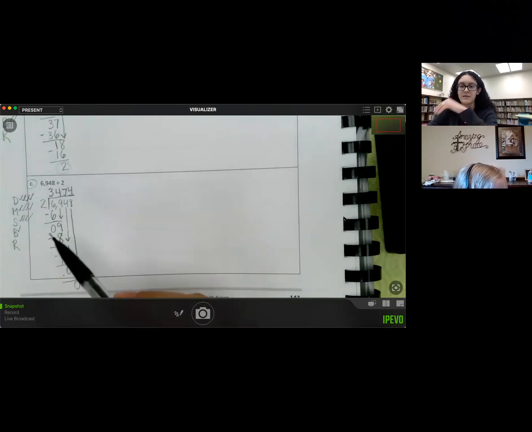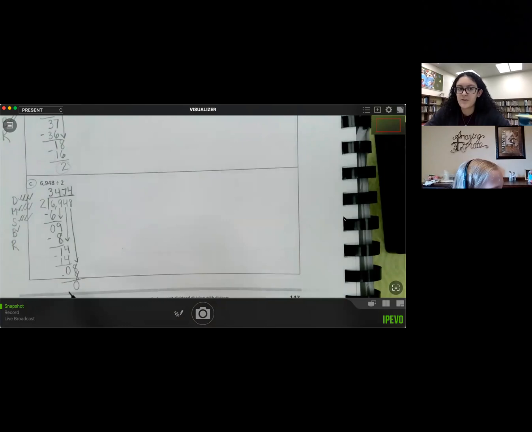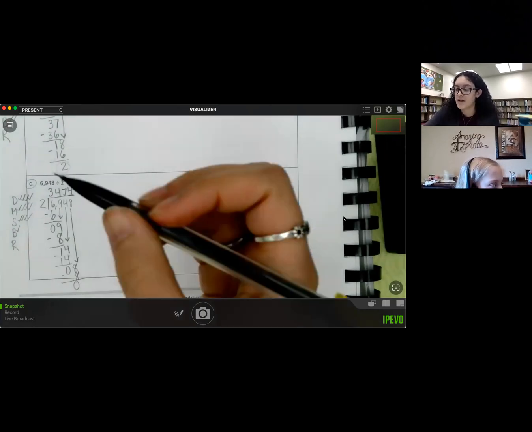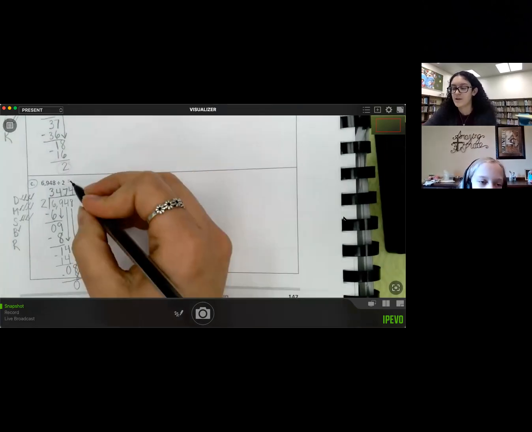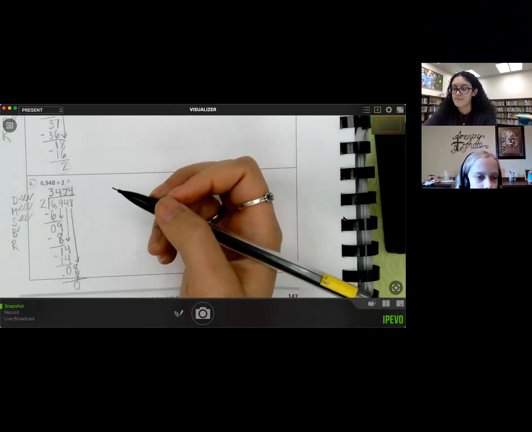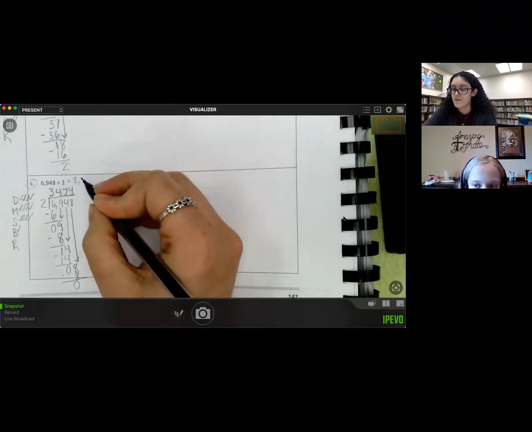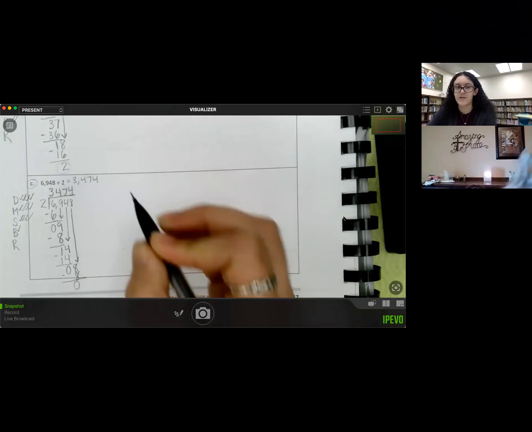using it for repeat, what do we use it for? Remainder. Do we have a remainder for this problem? No, because our remainder is 0. We don't write a remainder of 0 in our answer. So what's our final answer, Sarah? 3,474.